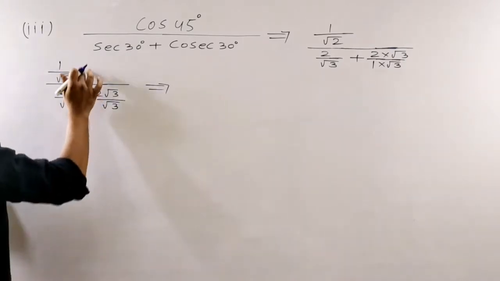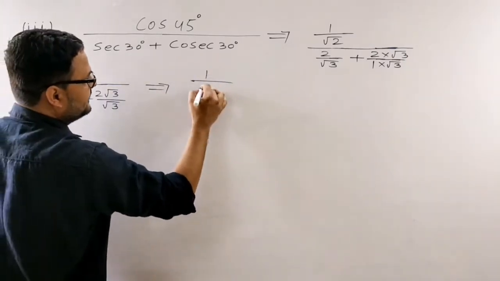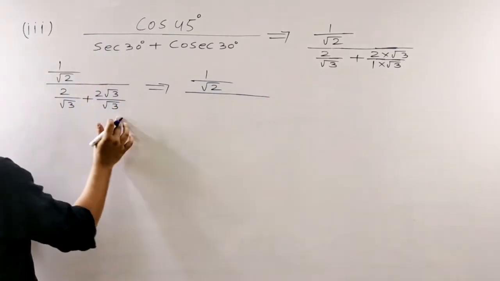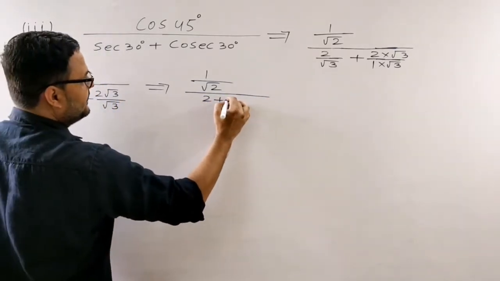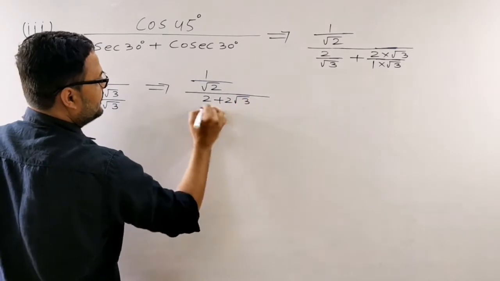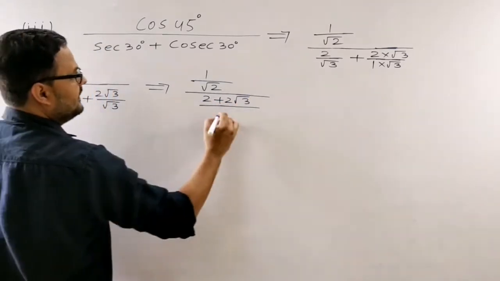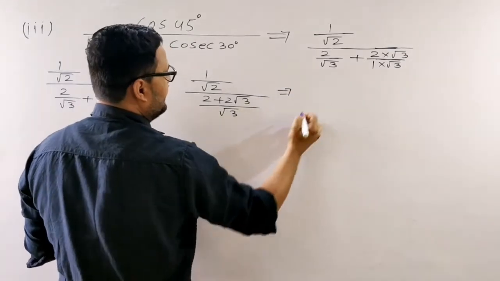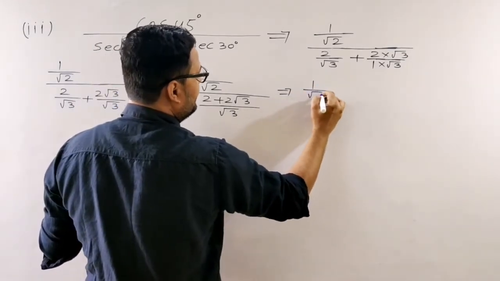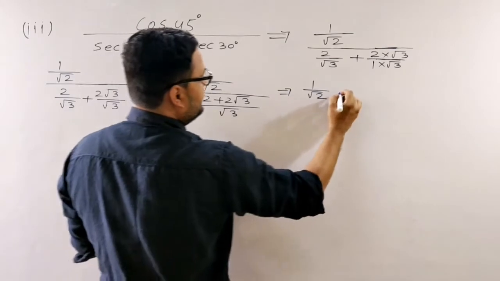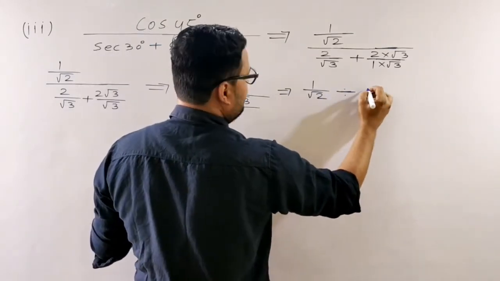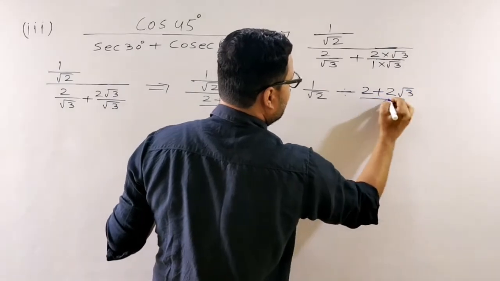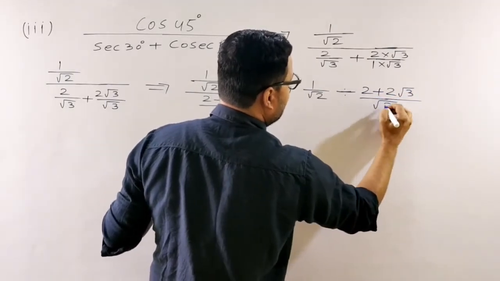Next step, 1 by root 2 divide. Now we got a fraction. Then 2 plus 2 root 3 and divide root 3. So what I got here? I got 1 by root 2 and this is divide. So I can write this as 2 plus 2 root 3 and divide root 3.